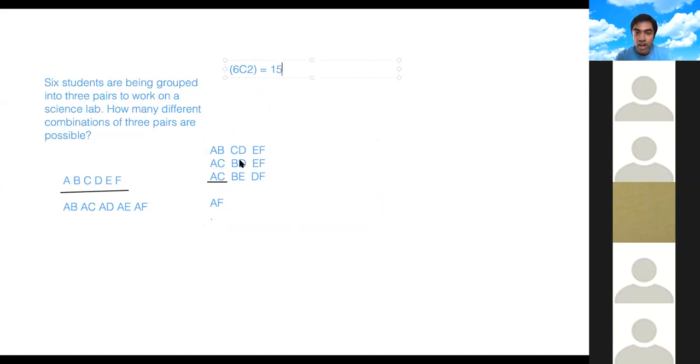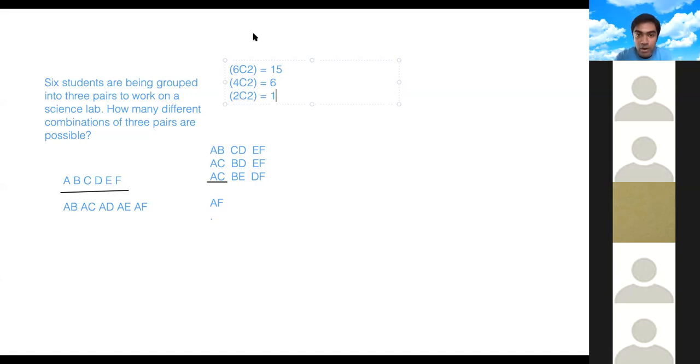Now, we also have the number of ways of choosing the second group. Once I choose A, B, now I have 4 people left. I want to choose 2 from those 4 people. So that could be, let's say, C, D, C, E, C, F, D, E, D, F, E, F. So that's another 6. And now the last 2 people, once I have the first pair and the second pair, the last 2 have to be just themselves. So 2C2, that's 1.